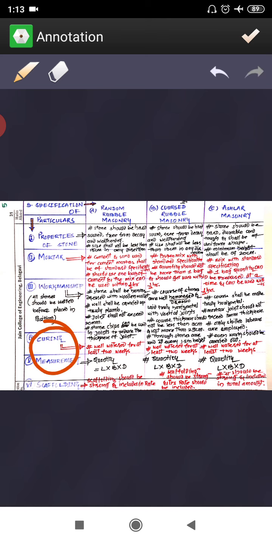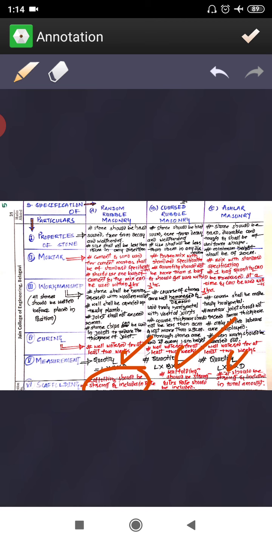About the curing, all three kinds of masonries will have a minimum of 2 weeks of watering, right? Minimum of 2 weeks. And measurement, all three we are going to measure in terms of meter cube. The quantity will be L into B into D, here also L into B into D, here also L into B into D, right?